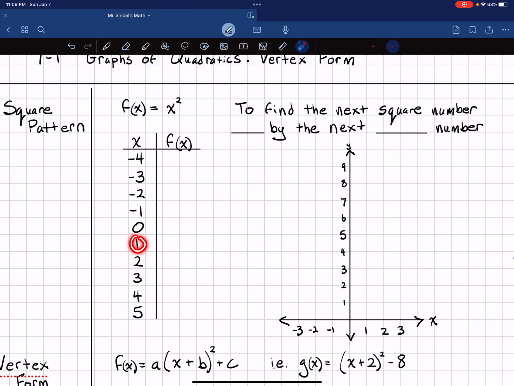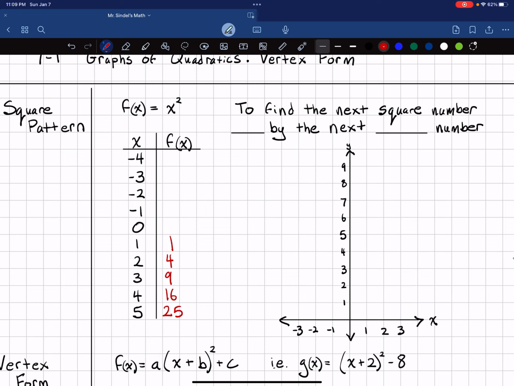If I square 1, that means x is being plugged into this x here. 1 squared is 1. I'll write that over here. When I plug in 2 into x, that means this x over here is now 2. 2 squared is 4, and I can keep writing out my squares. 3 squared is 9, 4 squared is 16, 5 squared is 25.